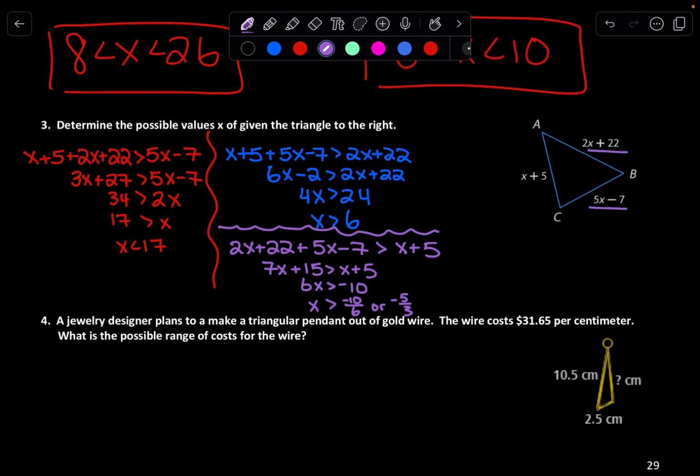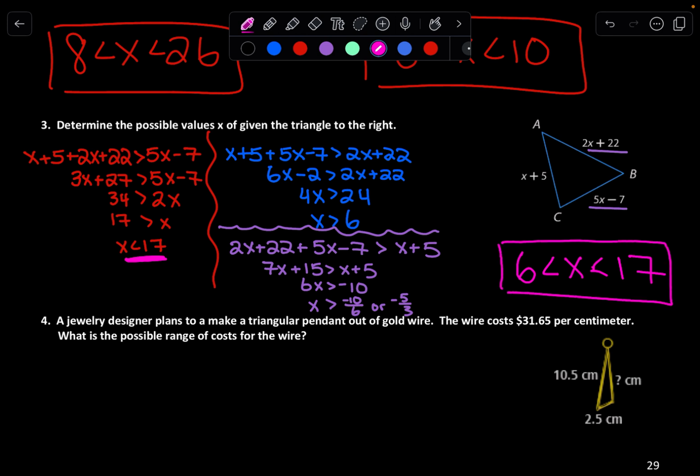Okay. So now I just have to compare all of them. So 17 is definitely the largest that it could be. I can't pick an x value that's bigger than 17, otherwise I'm going to get a side length that wouldn't work, right? And if something is greater than negative 5 over 3, that doesn't necessarily mean it's bigger than 6, okay? But I want x to be greater than 6. So 6 is going to be the smallest that my x could be, and then my biggest value would be 17. So my range of values has to be between 6 and 17, okay?